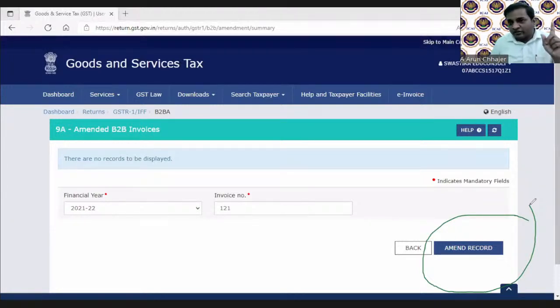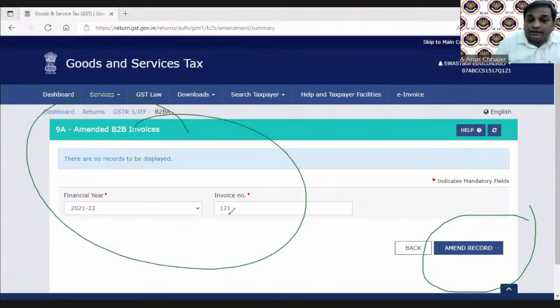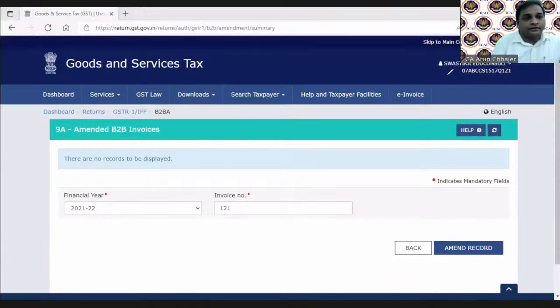Whatever information we have entered in the original table, in the amendment table they need the invoice number which you require to amend. And once I enter it and click on amend, the entire respective original table would open. I can amend any of the details. I hope it is clear. Kindly confirm.